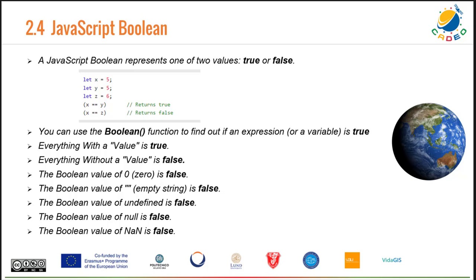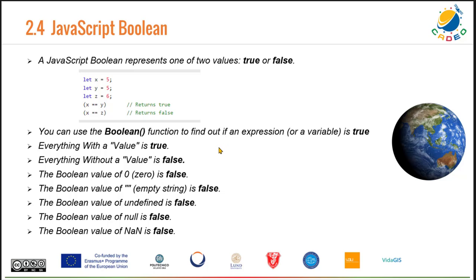JavaScript booleans. Very often in programming, you will need a data type that can only have one of two values, like yes or no, on or off, true or false. For this, JavaScript has a Boolean data type. It can only take the value true or false. You can use the Boolean function to find out if an expression or a variable is true.